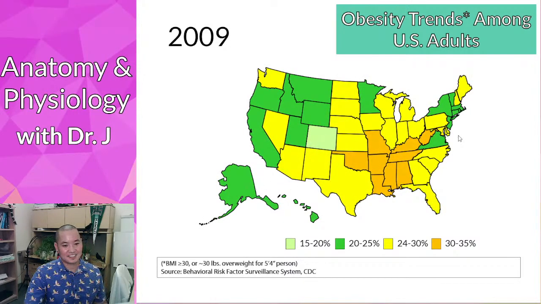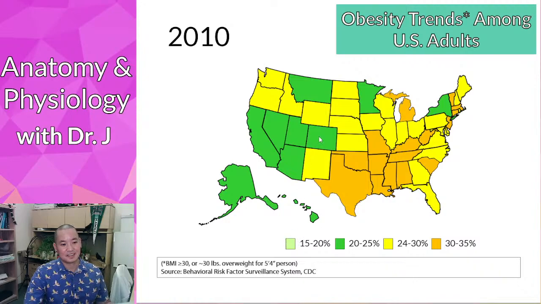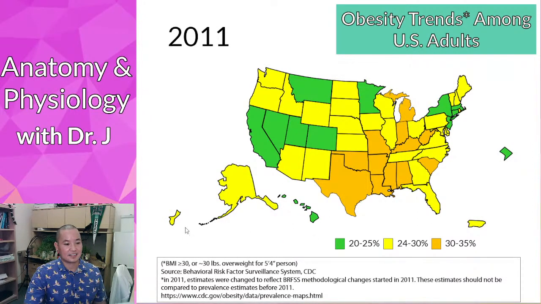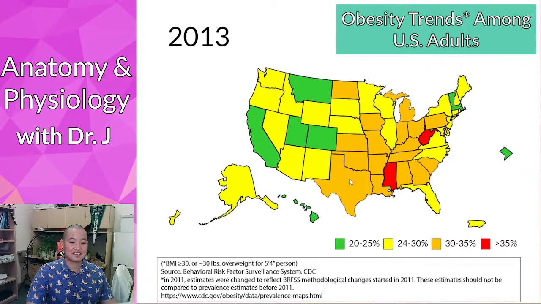And then Colorado still hanging on strong, but now we have more states joining that 30 to 35% obese population. And then it spreads on, and yeah, Colorado fell in this one, so now there are no longer any states that have less than 20% of their population obese. And now they're starting to include the territories, so now we have Puerto Rico, we have Guam, we have DC. But yeah, we don't have any states that have less than 20% of their population obese.